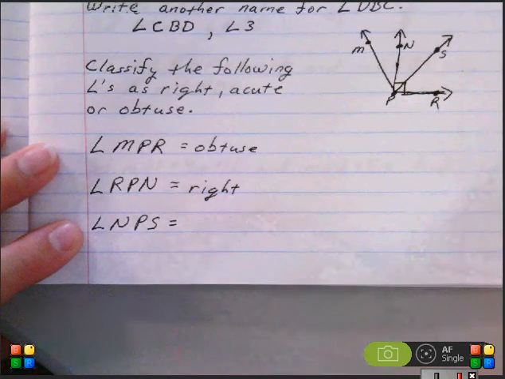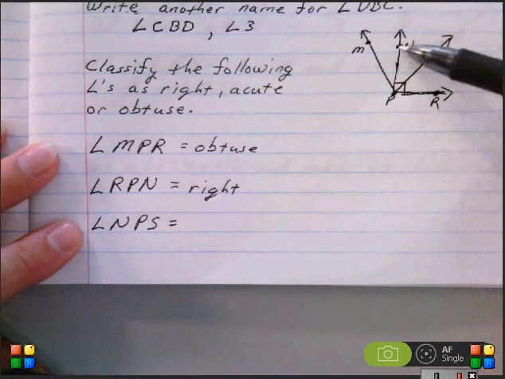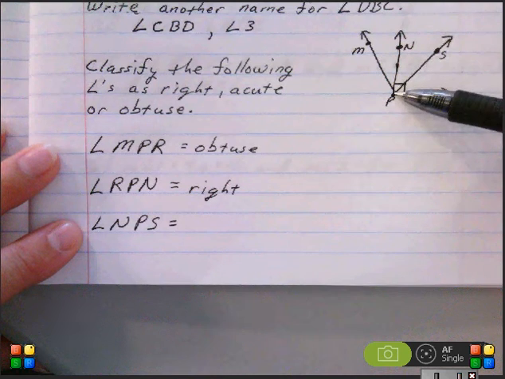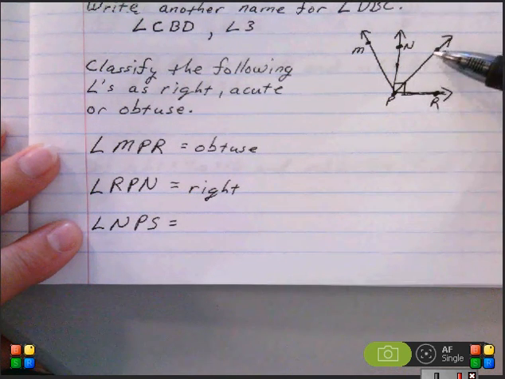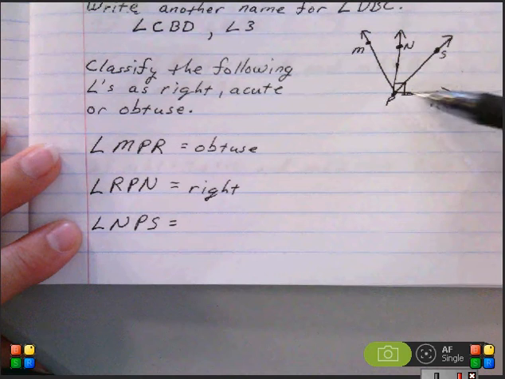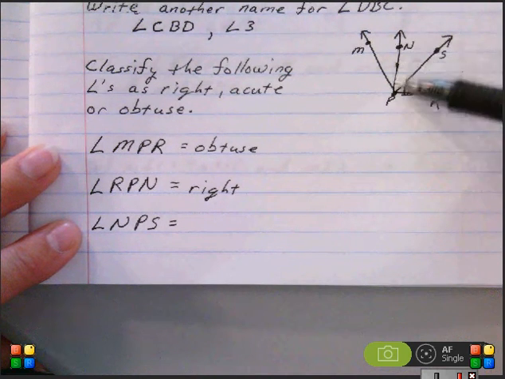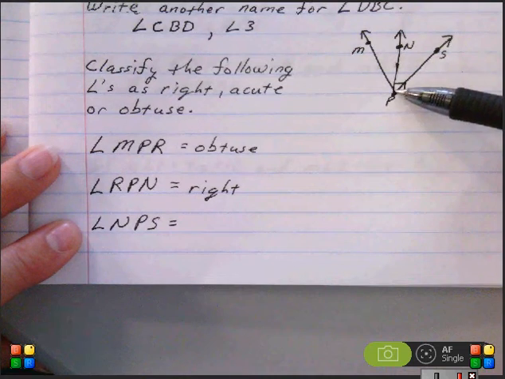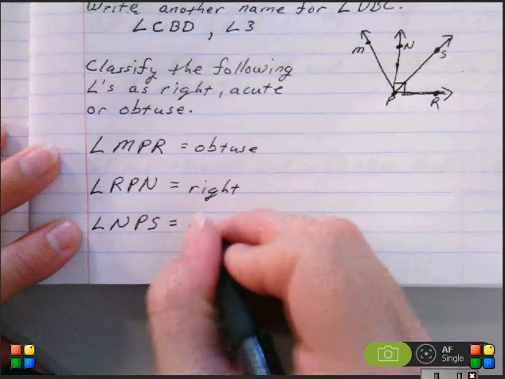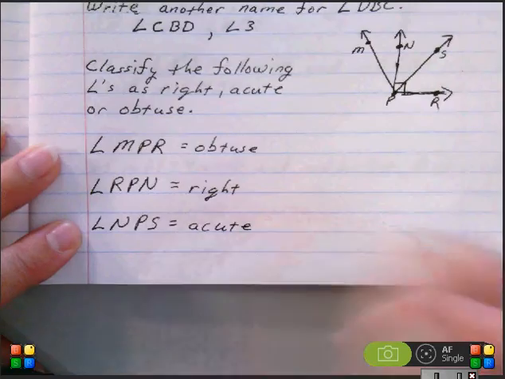And then our last one, we've got NPS. N, follow it to P, and then to S. Well, if the bigger one, NPR, was 90, this one is less than that. So it's going to have to be the one that's less than 90, which is acute. Okay? Great job. Let's go on.